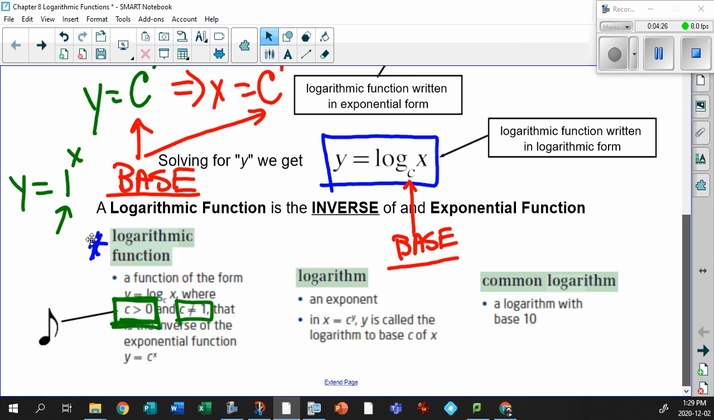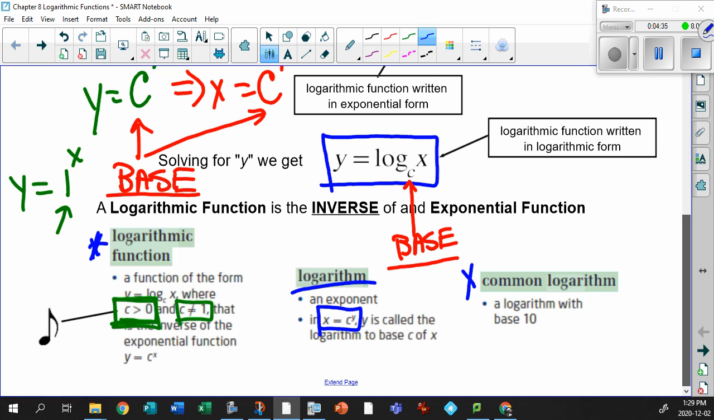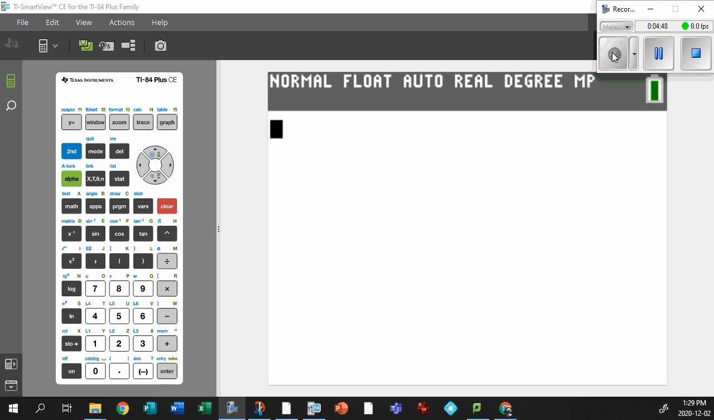Don't forget that with a logarithm, you can just exchange the x with the y and everything's good. But here's another important thing, something called a common logarithm. The cool thing is if you look on your calculator, you're actually going to have a button that says log, just like that. Don't believe me? Let me show you. Look, it's right there.